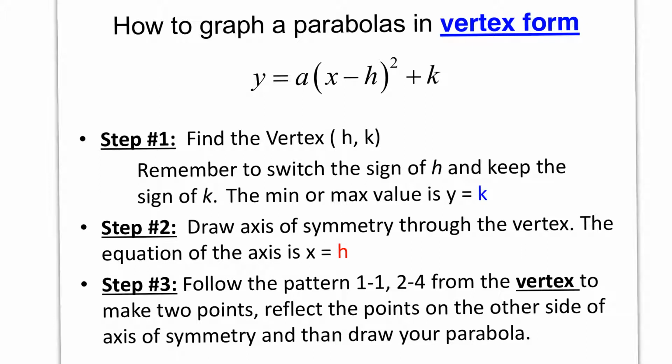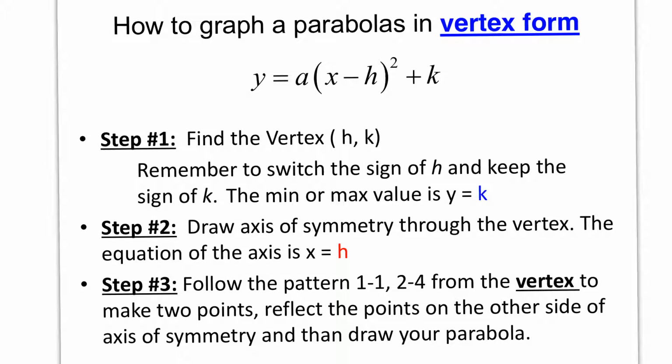So when you guys want to graph a parabola or a quadratic function, it is in vertex form. You have to understand what the form is first of all. So the vertex form is y equals a times the quantity of x minus h squared plus k. This y can be f of x as well. f of x is the same thing as y.